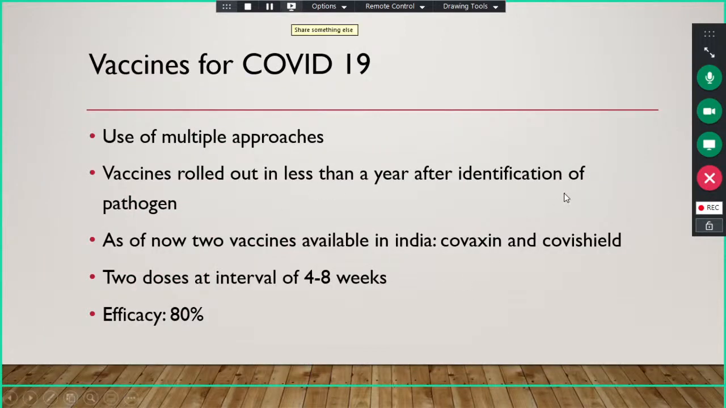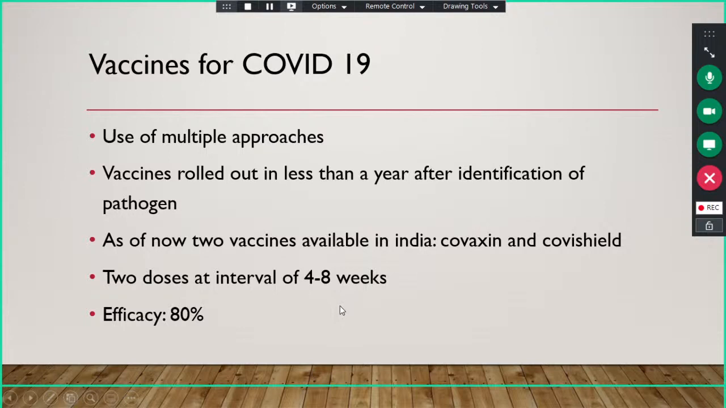So now we come to what are the vaccines for COVID-19. There are multiple approaches. One is inactivated, like Covaxin, which is available in our country, and another one is Covishield, which is also available, which is a vector-based vaccine. They were rolled out within a year of identification of the pathogen, and two vaccines are available in India. There are more than 100 vaccine candidates which are being tested for various age groups. Two doses are given at an interval of 4 to 8 weeks.